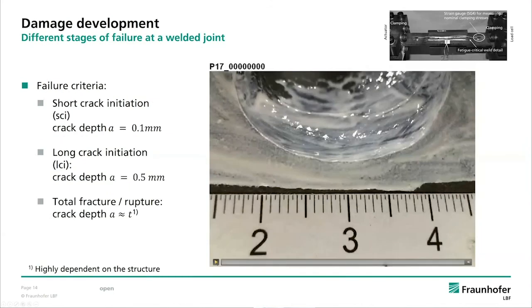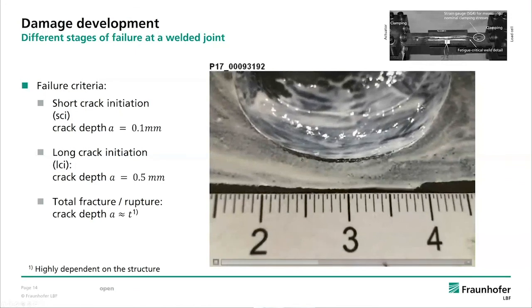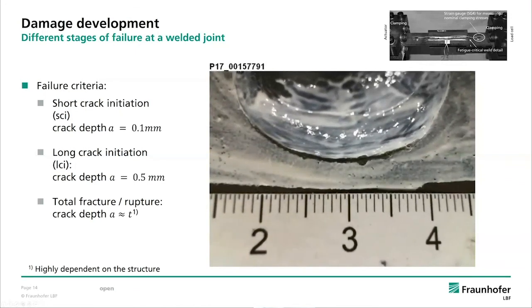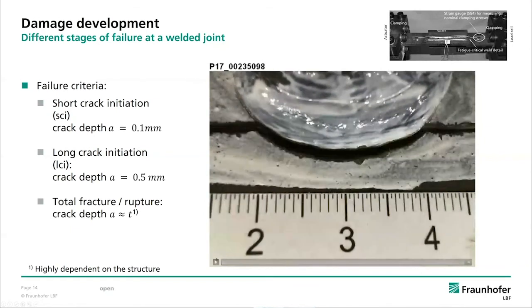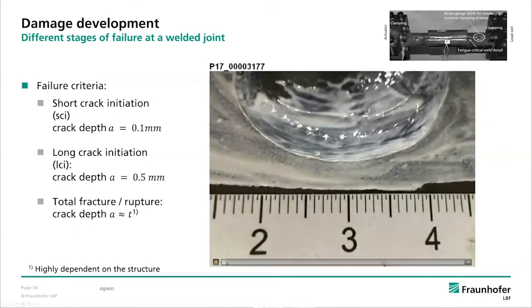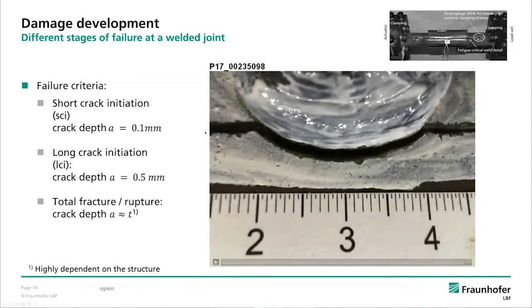Maybe one additional issue is to see the failure criteria. And what you see here, I hope you see the video, is again a view on this longitudinal stiffener. And this is what's happening during the fatigue test. So we see quite in the beginning, after 10% of life, some cracks initiating. And these cracks are then running through the base metal, and then the specimen is broken. So it's quite important to really understand what's happening.